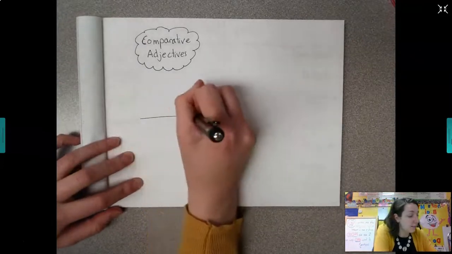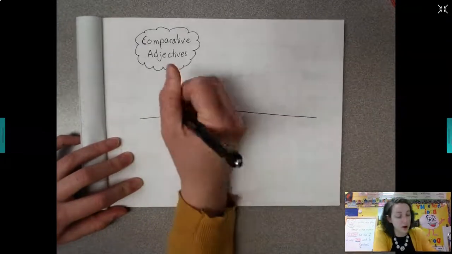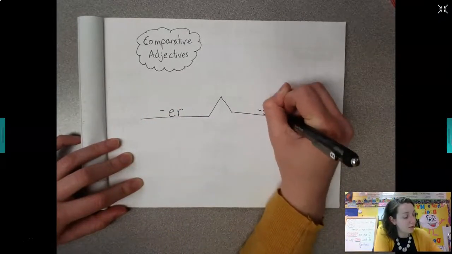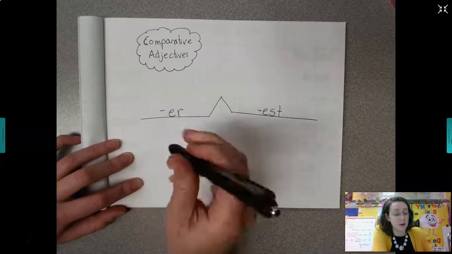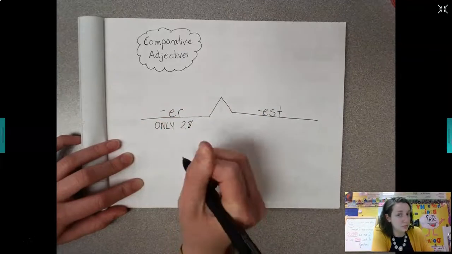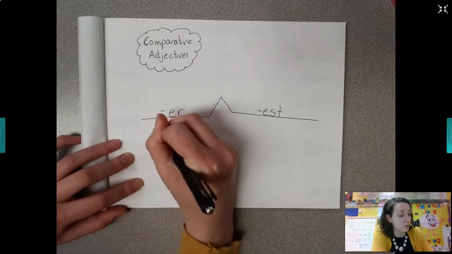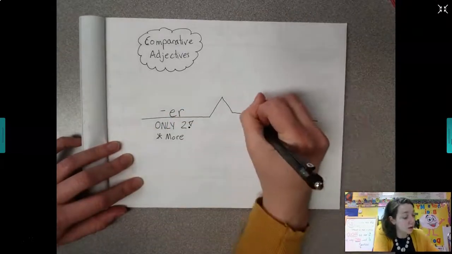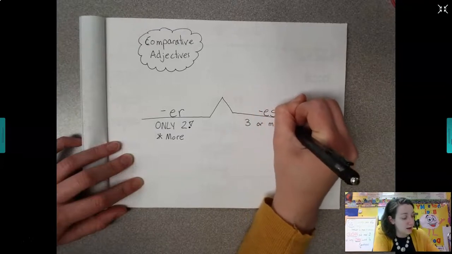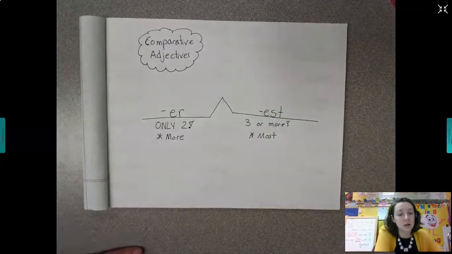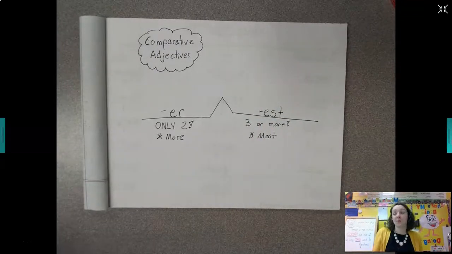So for our bridge map, I want you to have ER on one side and EST on the other. What I want you to say is ER is to only two, and think of it like the word more, where EST is three or more, and think of it as the word most. Okay, so just another little guide for you to help kind of keep track, and that will help with your phonics as well, that ER versus that EST.